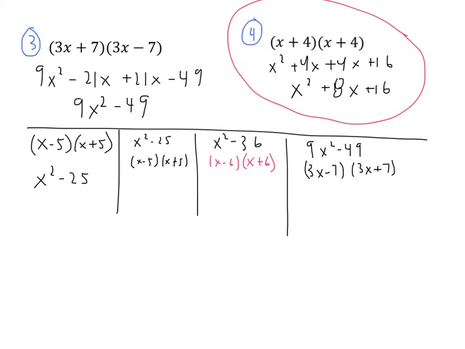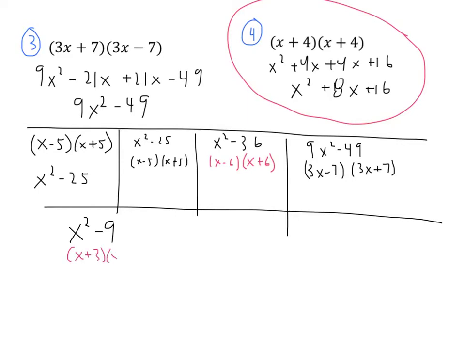Let me scroll up. Think about this. If I had given you x squared minus 9, how could we factor that? Well, that could be factored like this: x plus 3 times x minus 3. Or if I had given you x squared minus, I don't know, 16, that could be factored like this: x minus 4 times x plus 4. Keep this pattern in your head.